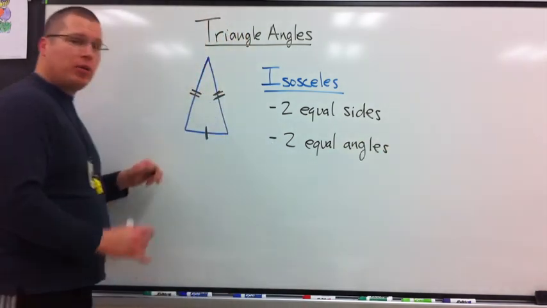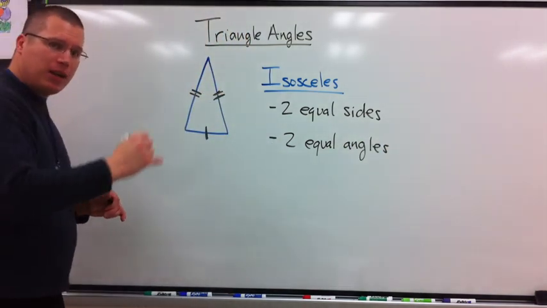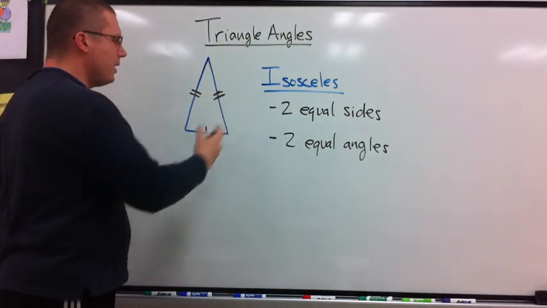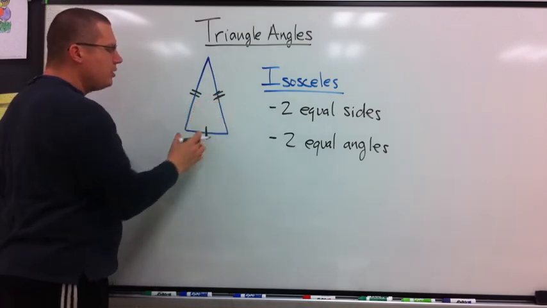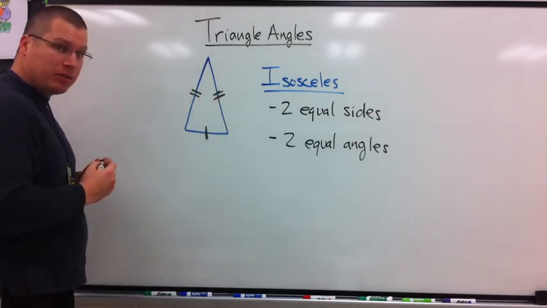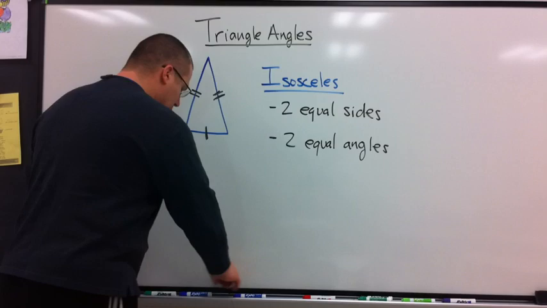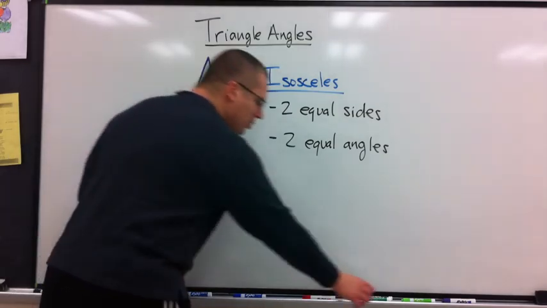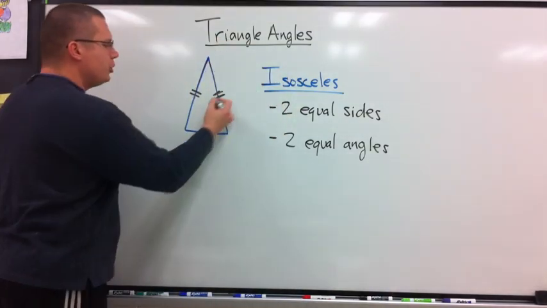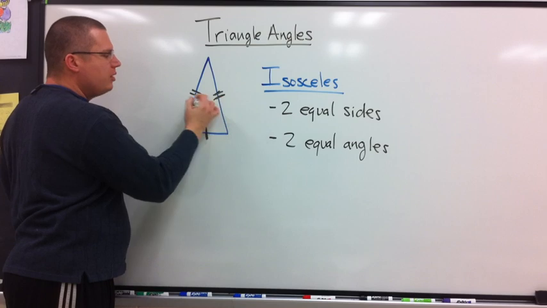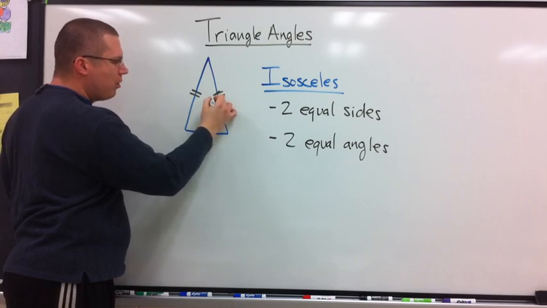Just like in equilateral, how the number of sides and the number of angles match, so will be in isosceles. 2 equal sides, there are going to be 2 equal angles. Now, how do you figure out which 2 angles are equal? The easy way to do it is this. Put your pencil at one of the equal sides, one of the congruent sides, and go across.